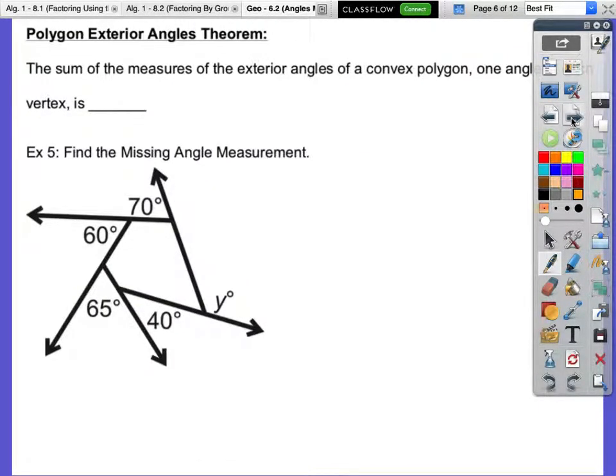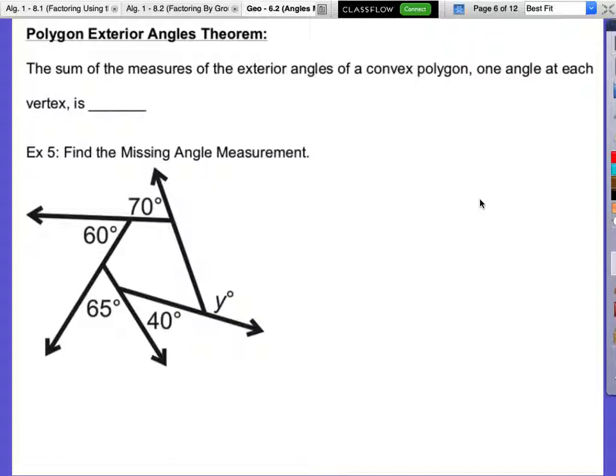Okay, hold up. Listen up. The sum of the measures of the exterior angles of a convex polygon, where there's one angle at each vertex, is 360 degrees, regardless of the polygon, regardless of the size or shape, as long as it's convex. The sum of the exterior angles will be 360. One angle at each vertex.